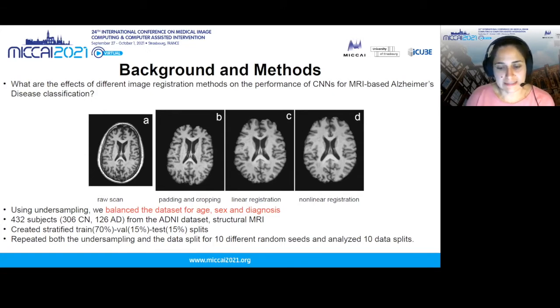We pre-processed the data using 3 different image registration methods: linear, nonlinear, or no registration but only padding and cropping applied. We used the structural MRI scans from the ADNI dataset. Additionally, we used undersampling to create a balanced dataset for age, sex, and diagnosis. We then created stratified train, validation, and test splits, and in order to get robust results, we did splitting and analysis on 10 different data splits.